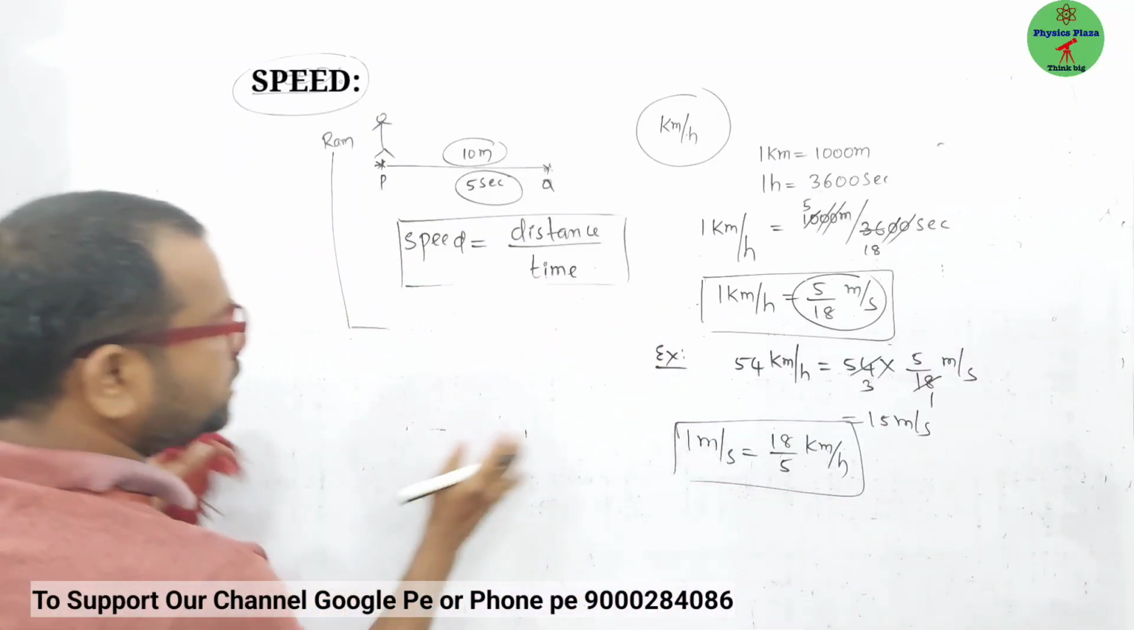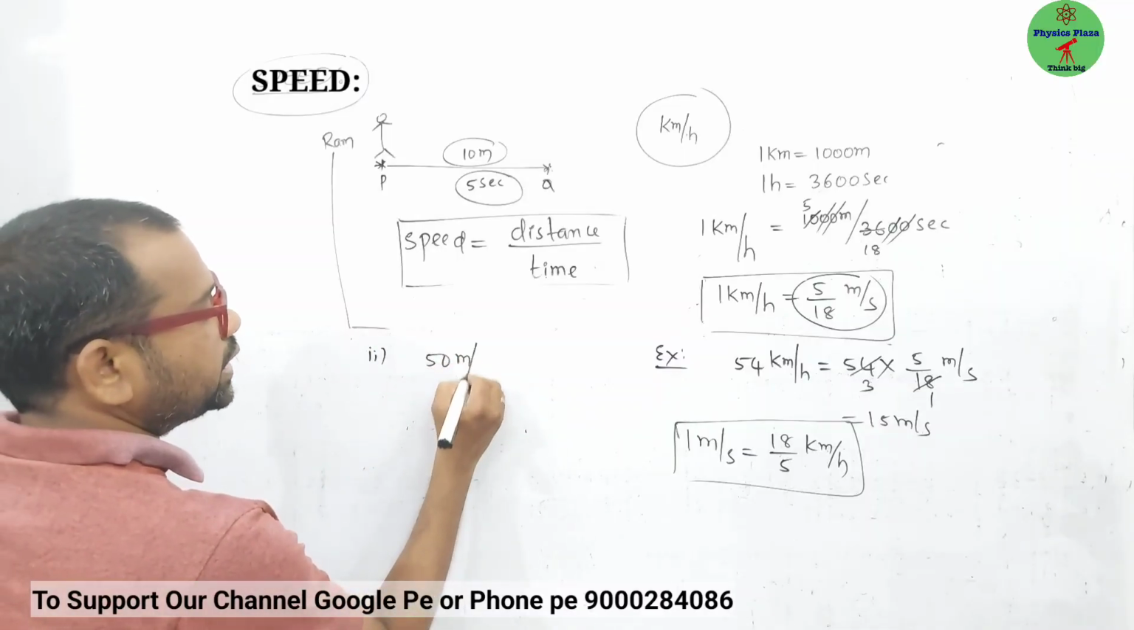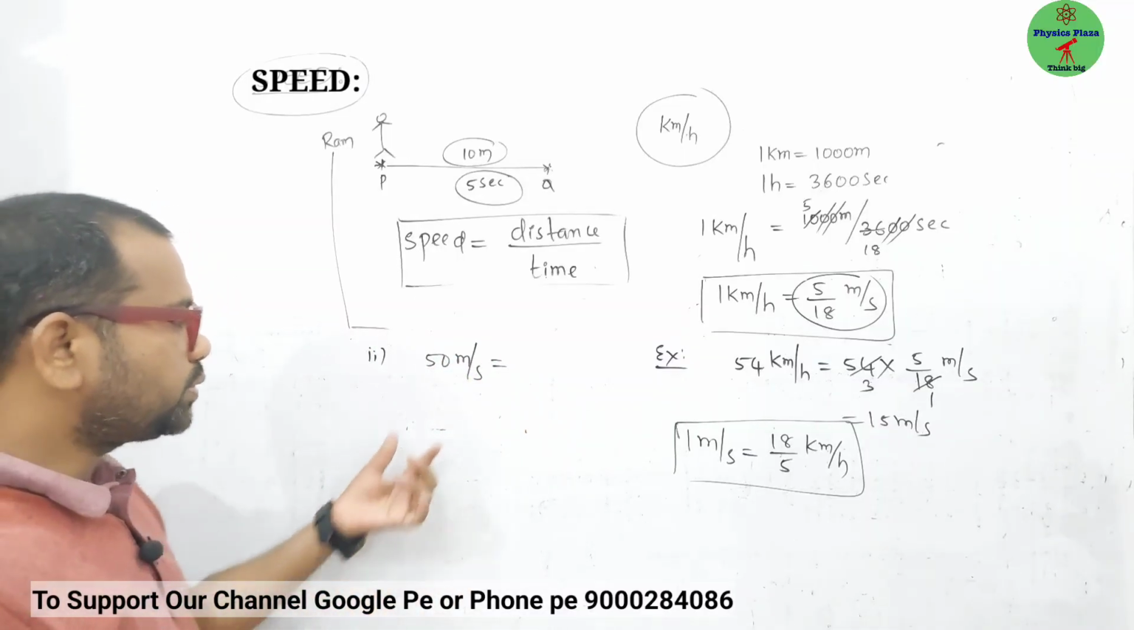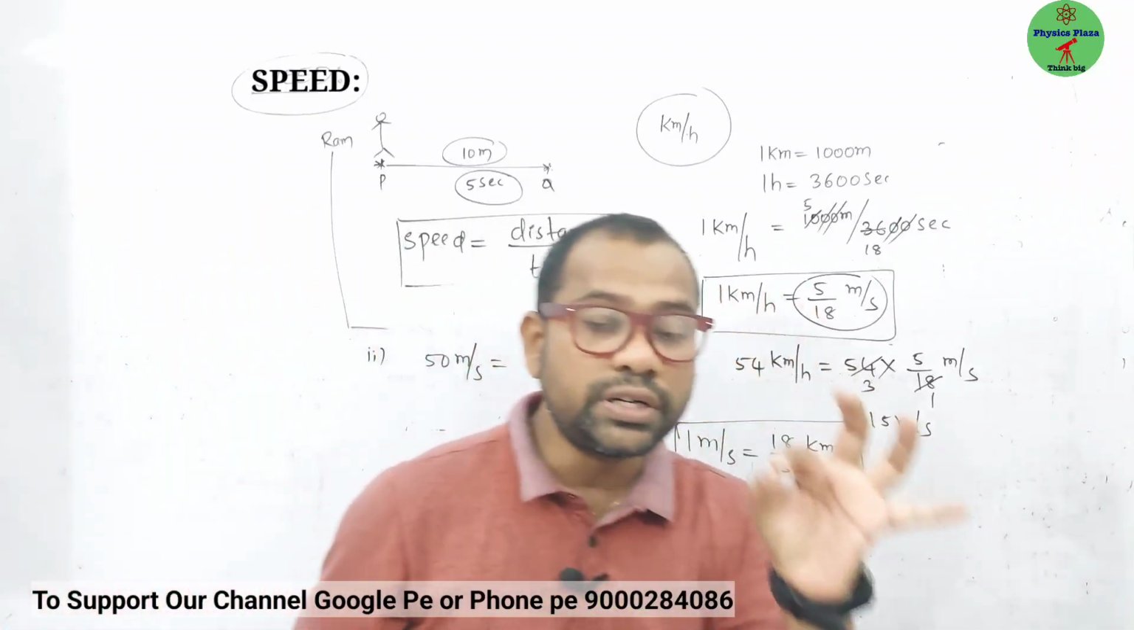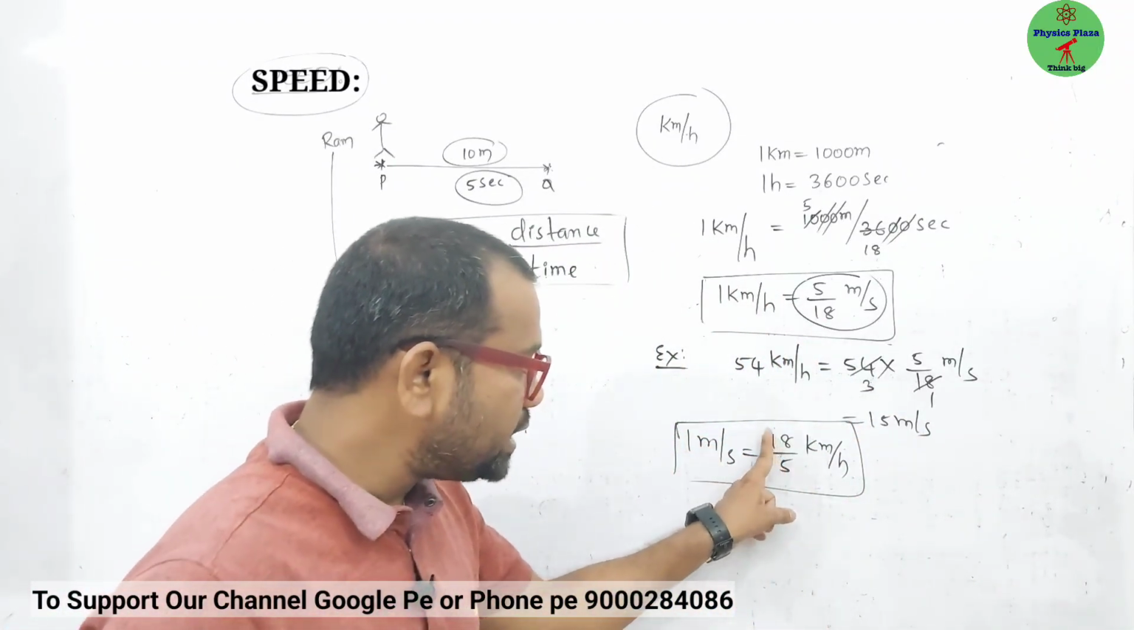Now, let us take an example for this also. Example, children. They gave you 50 meter per second. They will give you the speed of an object as 50 meter per second. They will ask you to convert into kilometer per hour. Then how? In the place of meter per second, please write 18 by 5.